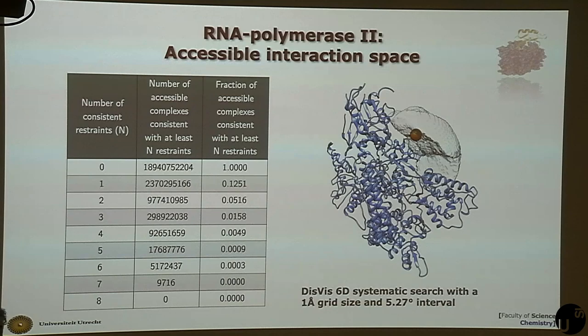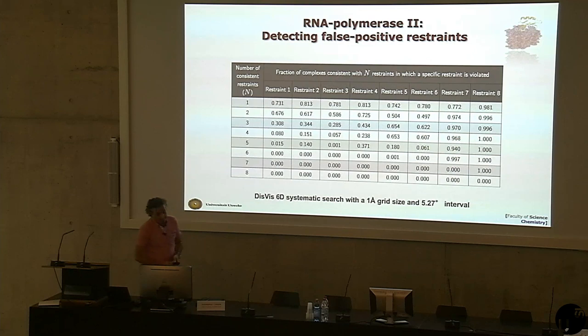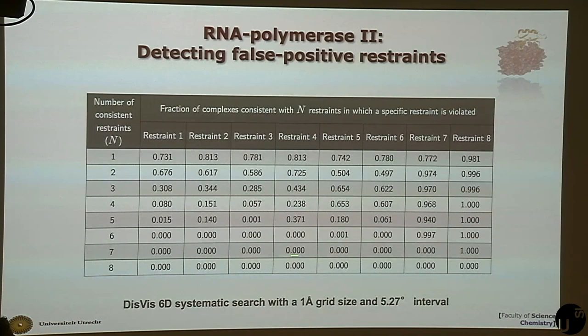And now the question is, can we identify those? So what we're going to do is actually look at those 10,000 solutions here. So we start from the bottom, we look at those 10,000, and we look at which distance out of the 8 is most often violated in those 10,000 solutions. Okay, so you can calculate a fraction of violation for each distance restraint that you have in your set. And this is what is shown in this table. So this is the number of restraints that you are looking at. So for 8, there were 0 models. So for 7 distances, we have 10,000 models to look at. And then you see which distance is most often violated.